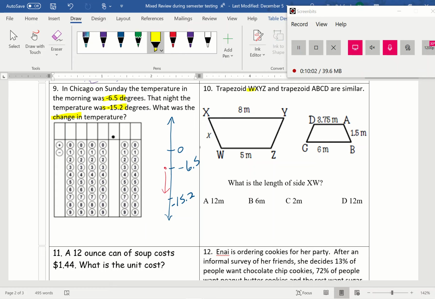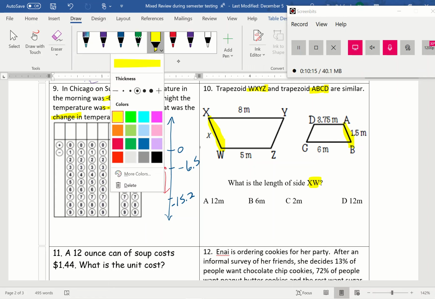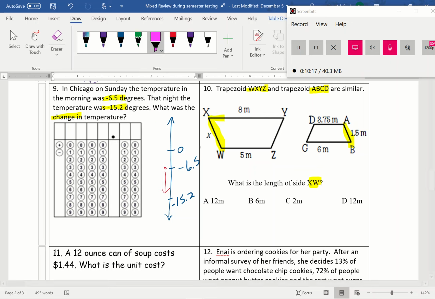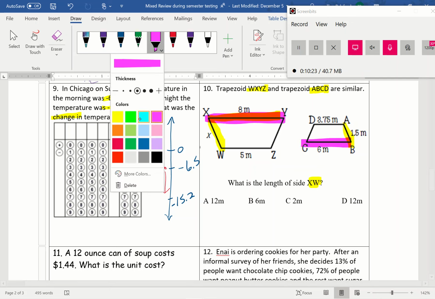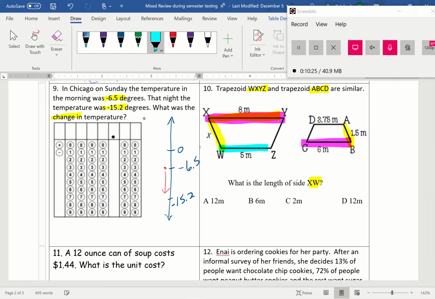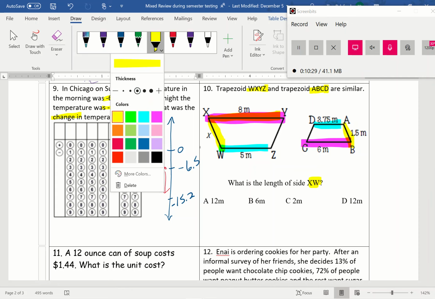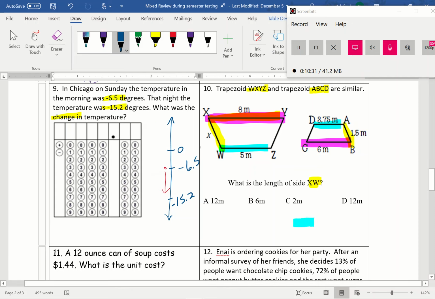Trapezoid WXYZ and ABCD are similar. What is the length of XW? So XW, take some time to color code your shapes. If you're struggling with this one, it may be that you didn't catch they flipped it. For my picture, the blue side is the short side.